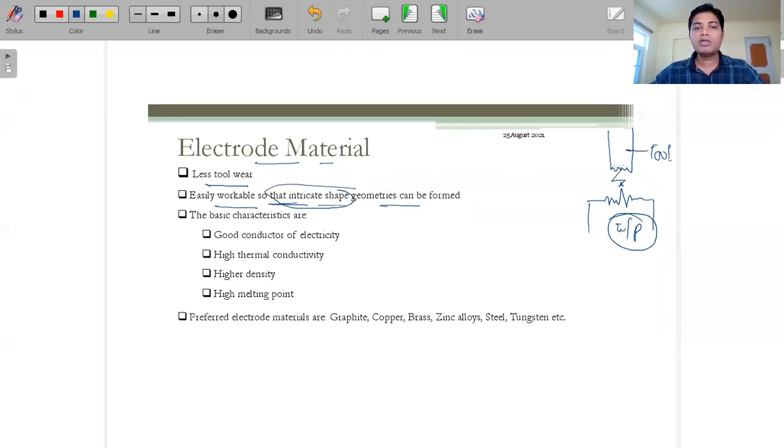Now why am I talking about complex shapes? Because in the last class we discussed this figure: if we have to make these kinds of shapes, then on the tool side also we have to create the same geometry, a replica of that.